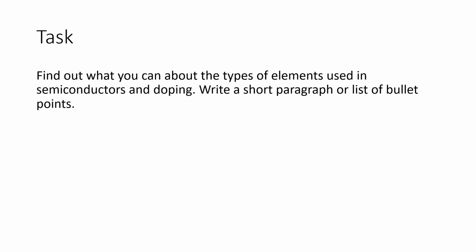Here's a quick research task. Find out what you can about the types of elements used in semiconductors and doping. Think about what elements are used for N-type semiconductors and what elements are used for P-type semiconductors. Write a short paragraph or list of bullet points.